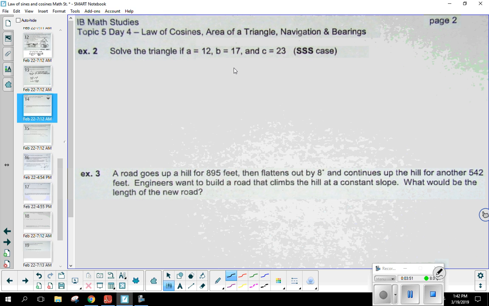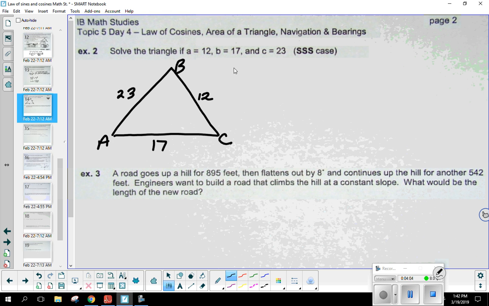Solve the triangle. So this is going to be ABC. Let's see what I have here. So here's A, B, C. All right, we know side a is 12, side b is 17, and side c is 23. Okay, and this says solve the triangle, so all I need to do is find the remaining angles. So which angle do you want to start with? That depends on what formula I'm going to write. Do we want A, B, or C? You just want to start with A?